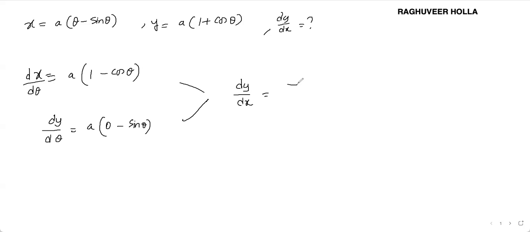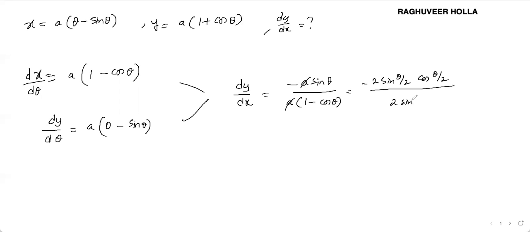Now when we combine this, dy by dx is minus a sine theta by a into 1 minus cos theta. Minus 2, this gets cancelled. Minus 2 sine theta by 2 cos theta by 2 divided by 2 sine square theta by 2. So dy by dx is minus cot theta by 2.